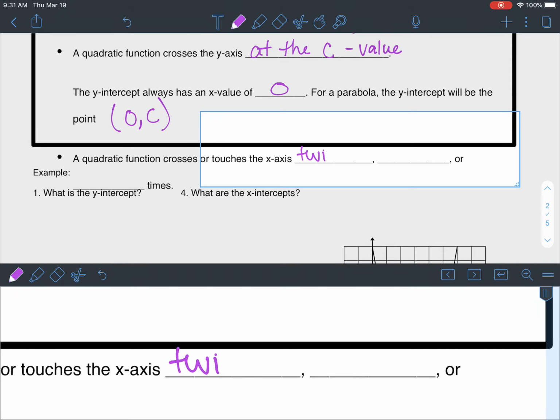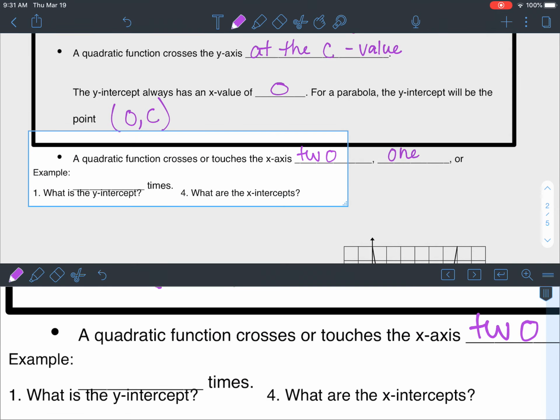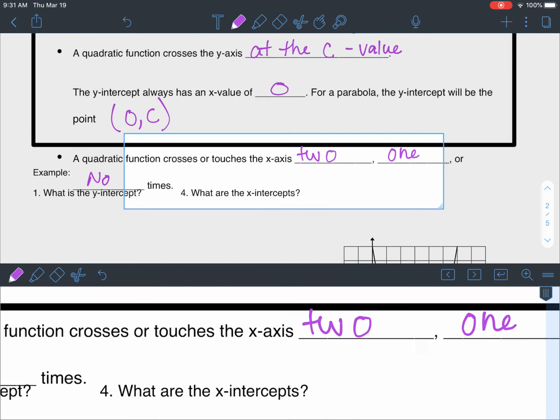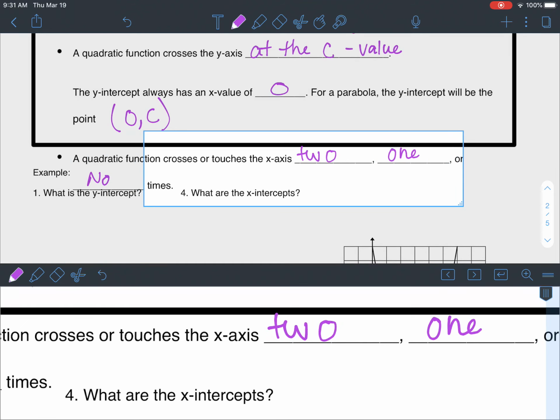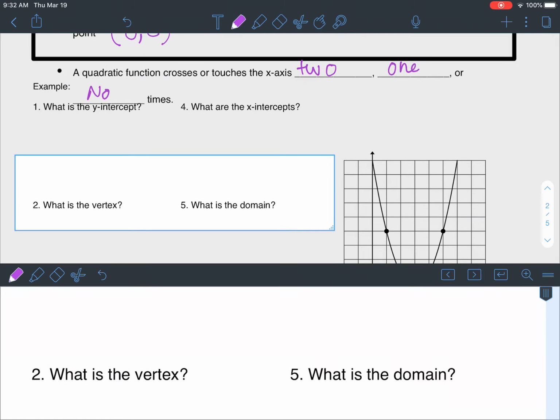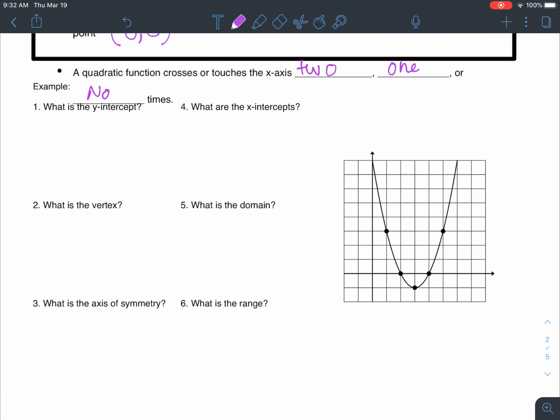A quadratic function crosses or touches the x-axis twice, once, well, I guess it touches 2, 1, or no times. So it's either going to cross the x-axis twice, it's going to tap it once, or it's never going to cross the x-axis, which I've already showed you when we were going through finding those x values, when we were simply solving the quadratic equations.